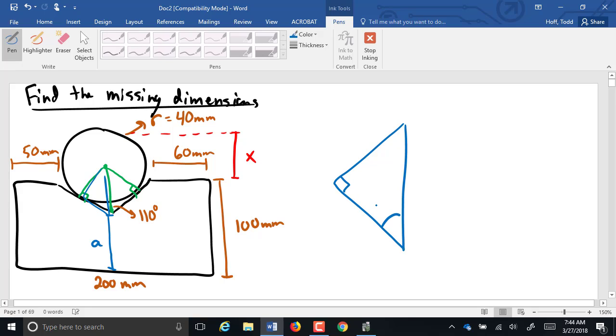I know that this angle is 55 degrees. Where did I get 55 degrees from? Half of 110. Very good. This up here I know is 40 millimeters. It's just the radius of the circle.